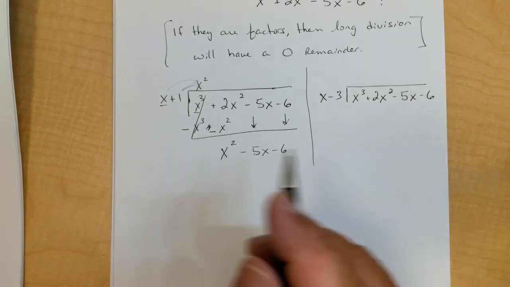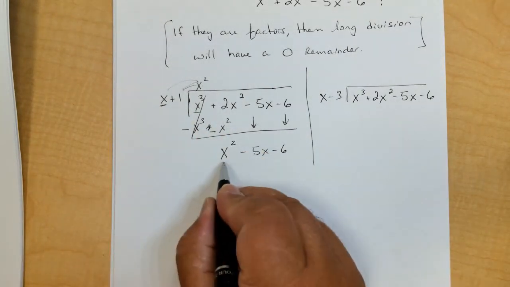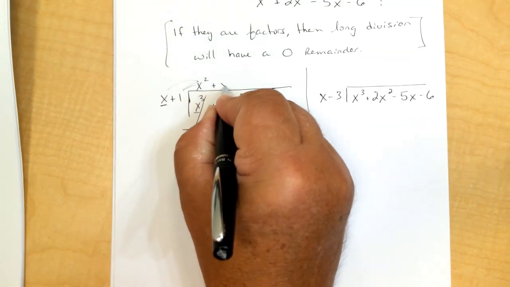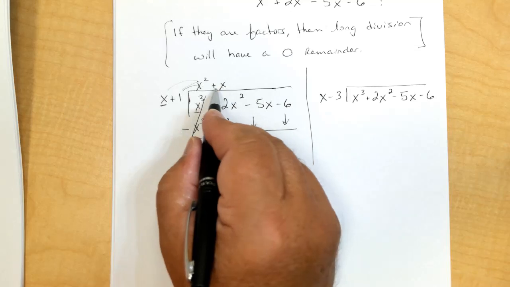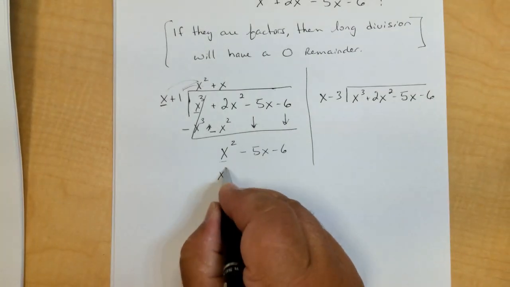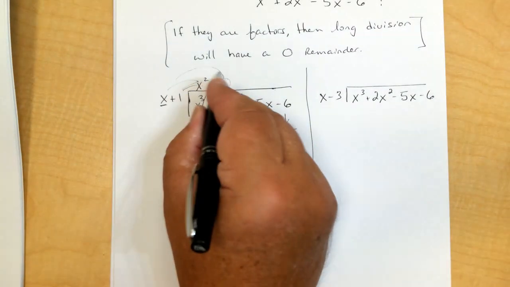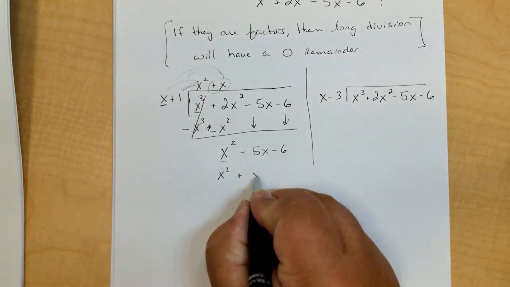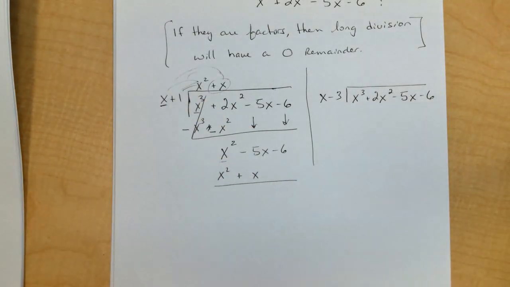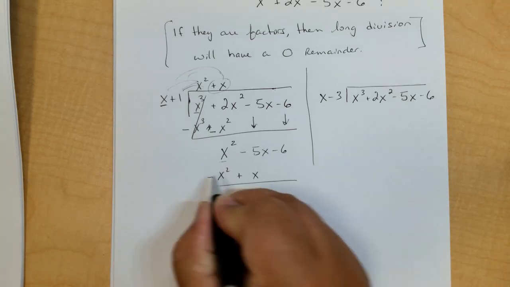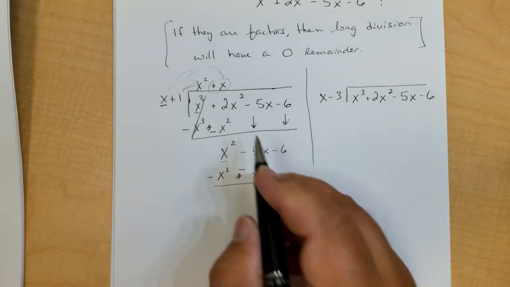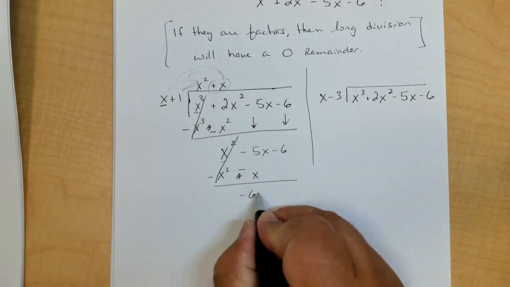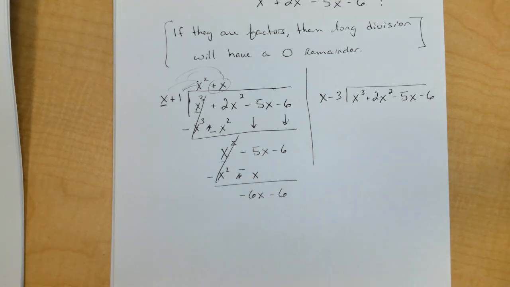The process repeats. What times x gives me x squared? Positive x. So positive x times x is x squared. So now we'll take this. Positive and positive is a positive. X times 1 is x. Change the signs and add. Negative 5x minus 1x is negative 6x minus 6.